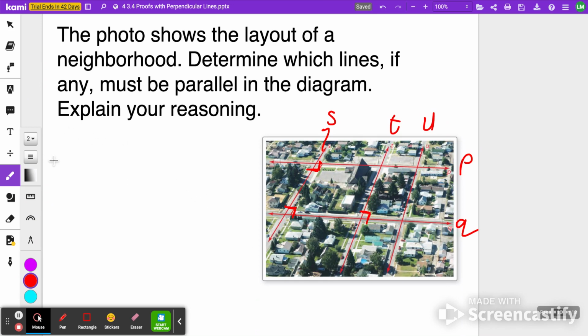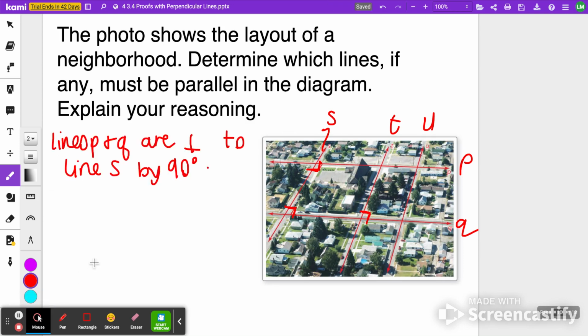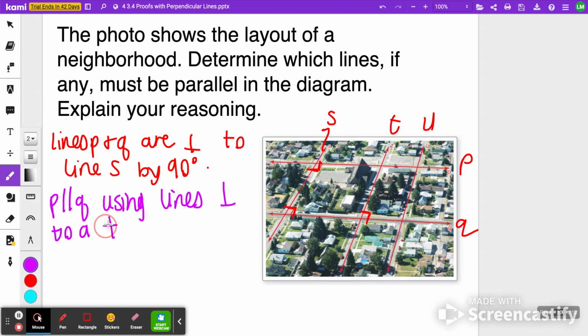So let's start with maybe just P and Q. P and Q are both perpendicular to line S because they're showing that 90-degree angle. So that could be one reason. So since P and Q are both perpendicular to line S, so when we talk about the perpendicular lines to a transversal, the P could be parallel to Q. So P is parallel to Q using lines perpendicular to a transversal.